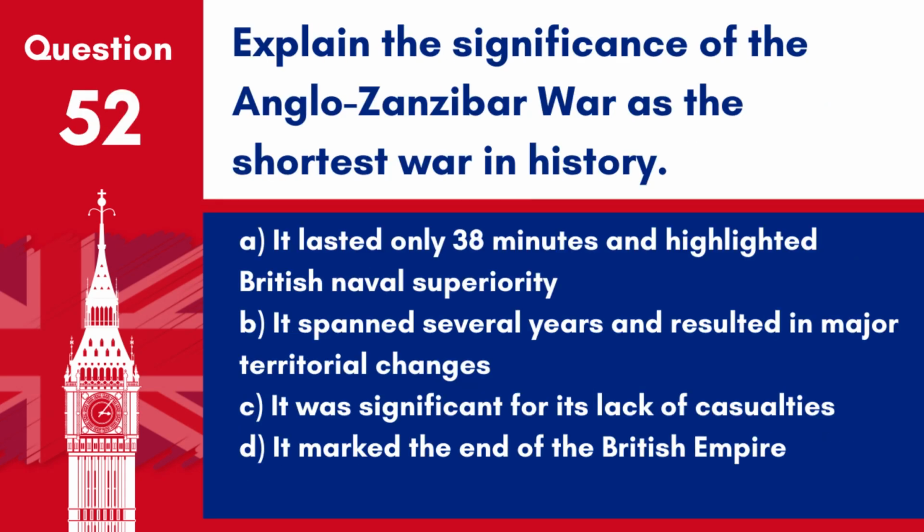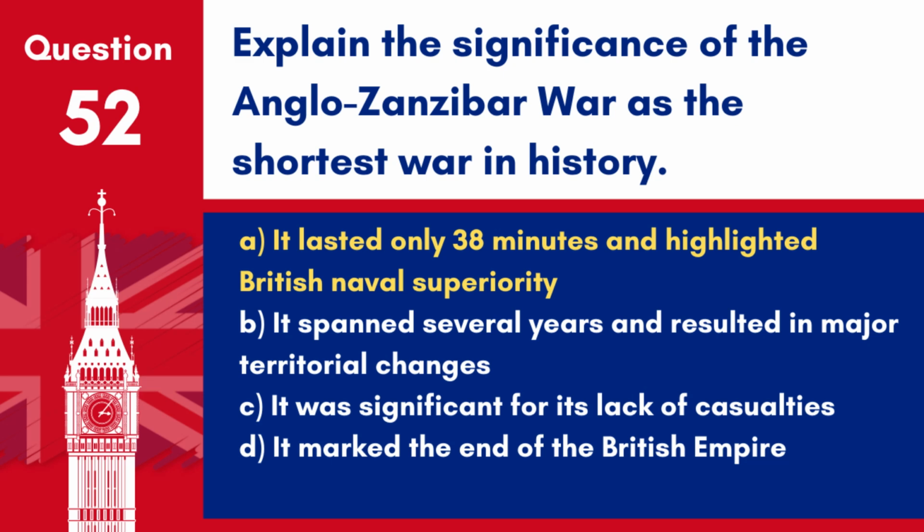Question 52. Explain the significance of the Anglo-Zanzibar War as the shortest war in history. A. It lasted only 38 minutes and highlighted British naval superiority. B. It spanned several years and resulted in major territorial changes. C. It was significant for its lack of casualties. D. It marked the end of the British Empire.